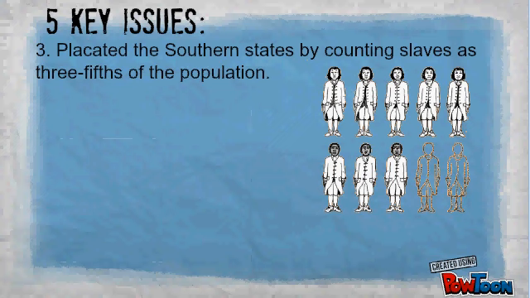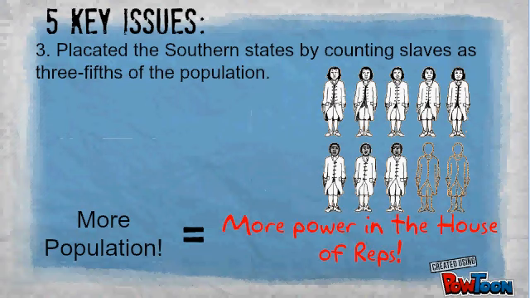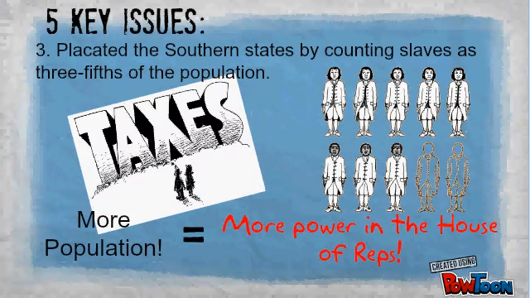This is interesting. The word placated, if you don't know, means to soothe or to calm down. And the South wanted the slaves counted, because of representation, and the North said no. So they compromised. More population equals more power in the House of Reps, but what the South didn't want, it also means more taxes. So the North got that.